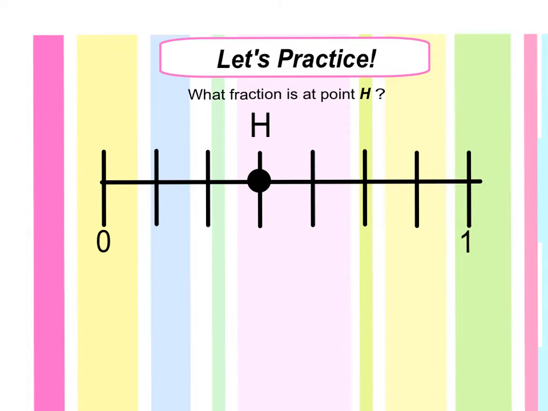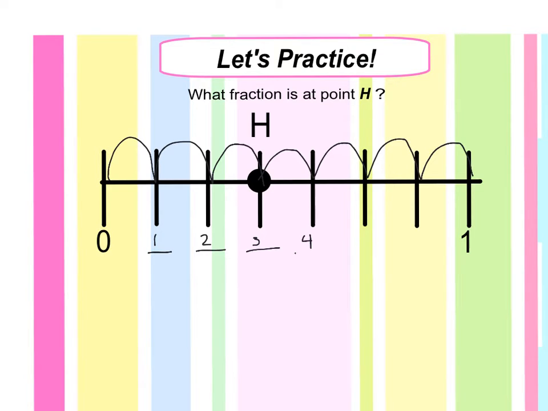Let's first find my numerator. Starting at my 0, 1, 2, 3, 4, 5, 6, 7. So I'm going to make my fractions 1, 2, 3, 4, 5, 6, 7.